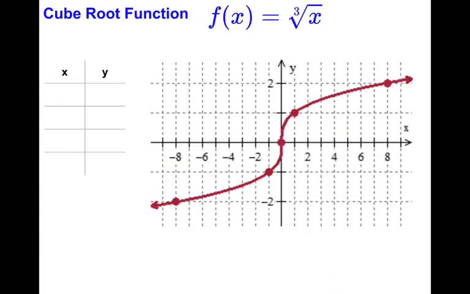Cube root, it's the cube root of x. With cube roots, we don't have domain restrictions because you can take the cube root of a negative number. So I'm going to pick nice numbers here to take the cube root of. This is -2, -1, 0, +1. Some of the values that we plot on the graph of this parent function.